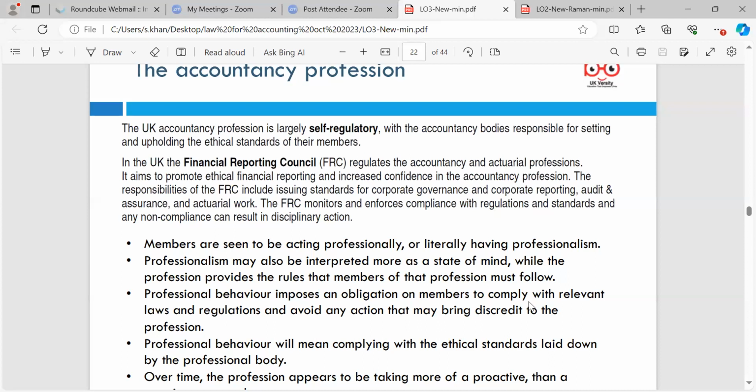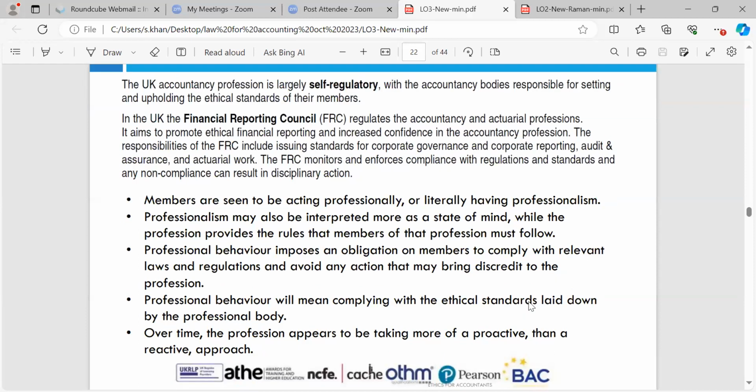The accountancy profession. The UK accountancy profession is largely self-regulatory, with the accountancy bodies responsible for setting and upholding the ethical standards for their members. In the UK, the FRC, which is the Financial Reporting Council, regulates the accountancy profession. It aims to promote ethical financial reporting. The responsibilities of the FRC include issuing standards for corporate governance and corporate reporting, audit and assurance. The FRC monitors and enforces compliance with regulations and standards. Any non-compliance can result in disciplinary action.